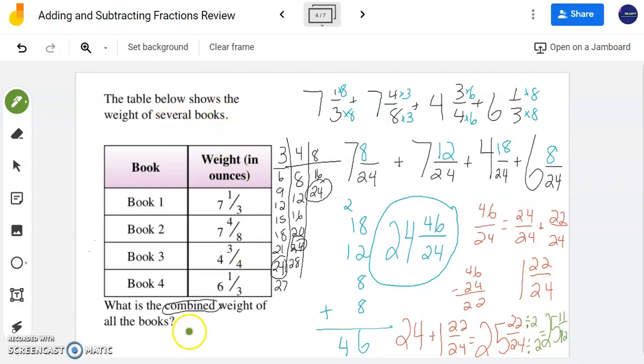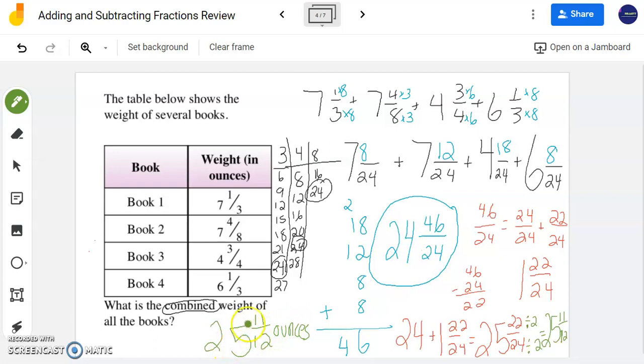So now here, I'm just going to write this over here because I'm running out of space. We have our new answer of a combined weight of 25 and 11/12ths ounces. That's how much all the books weighed. Now, you're not required to simplify things, but when we're talking about real life situations, it's much easier to explain something if you simplify your answer. It's not mandatory, but describing this to somebody, it's much easier to interpret.